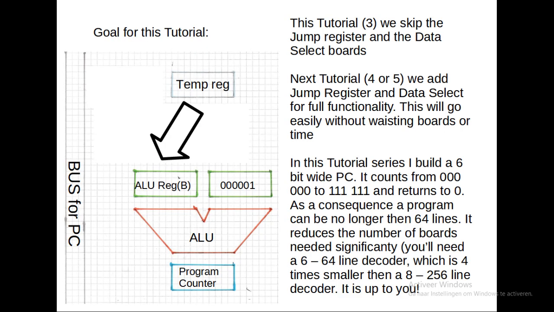To make the building process a bit easier, I split this goal into 2 goals. And the goal for this tutorial is that we have a structure just like the ALU, with a temporary register, which goes into ALU register B, the hardwired 000001, the ALU and the program counter and a different bus. And we're going to build the inverted clock.